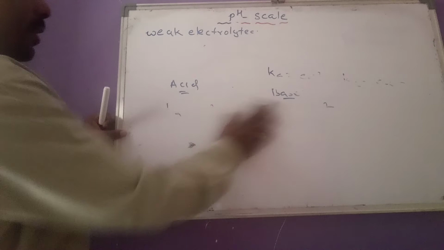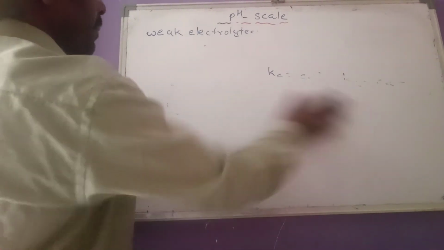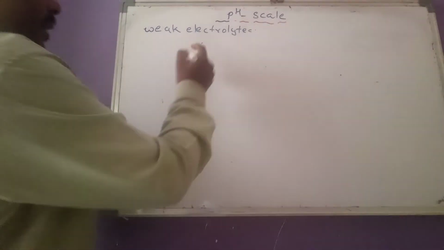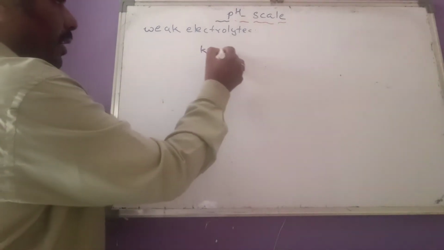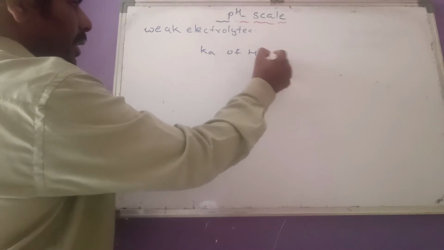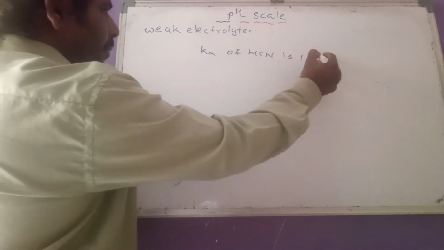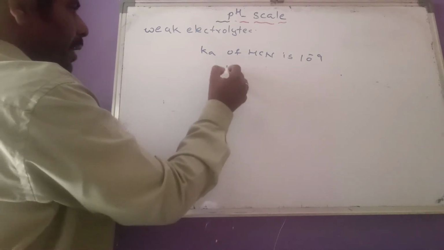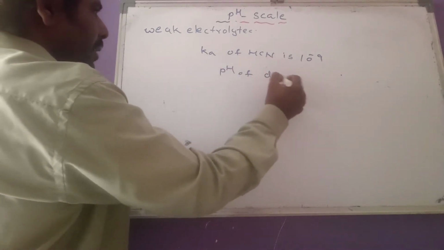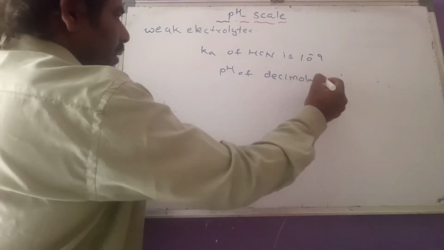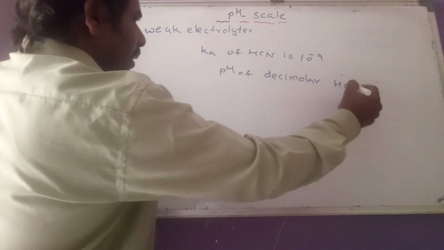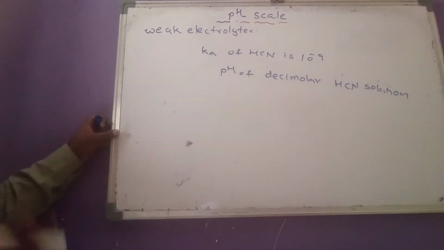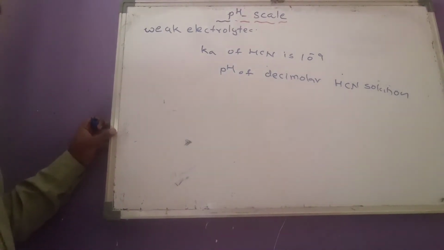Now let us see some questions related to this topic. The first question: the degree of dissociation of HCN is 10 power minus 9. Therefore, what is the pH of decimolar HCN solution? What is the pH of decimolar HCN solution?